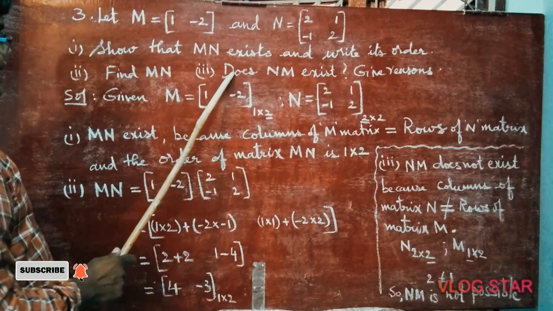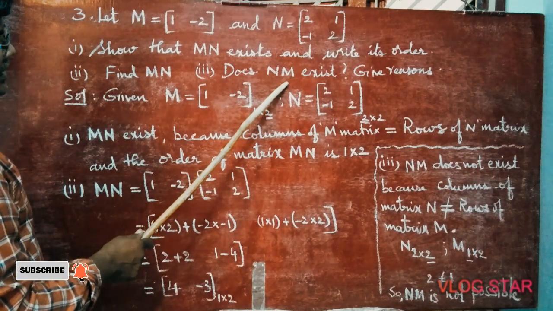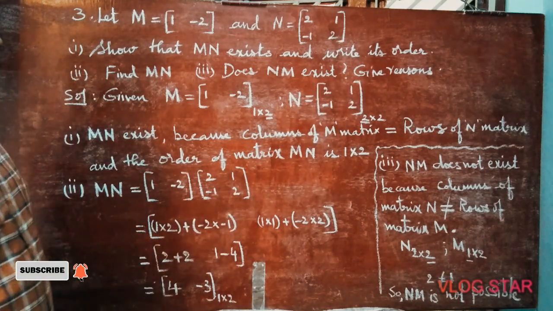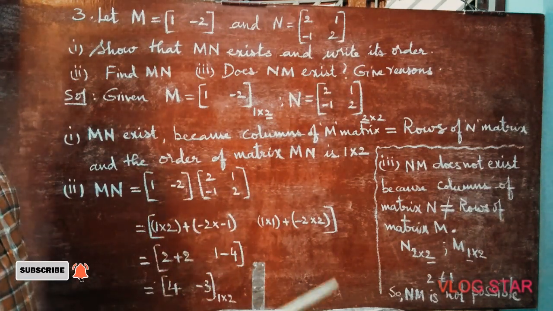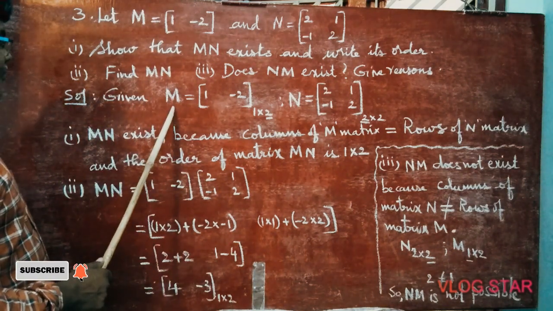Third bit, does NM exist or not? Here also we have to tell whether it exists or not. If it's not existing, we have to give the reasons. Reason compulsory. In any case, you have to give the reason. Now, solution.